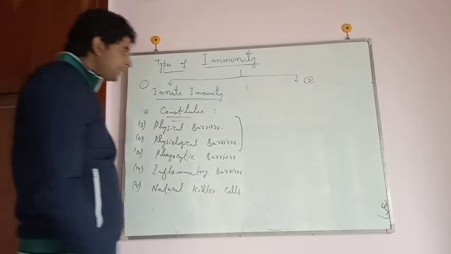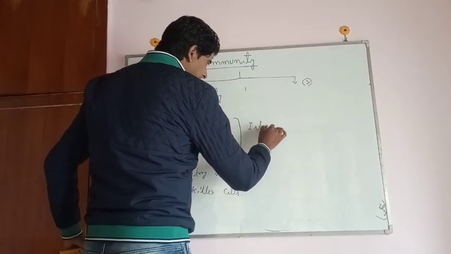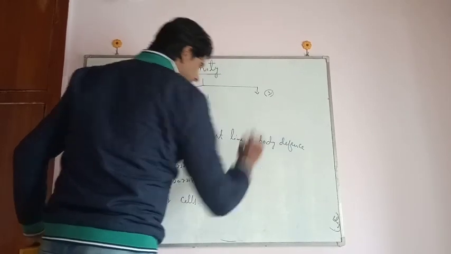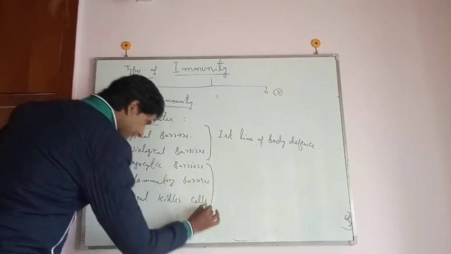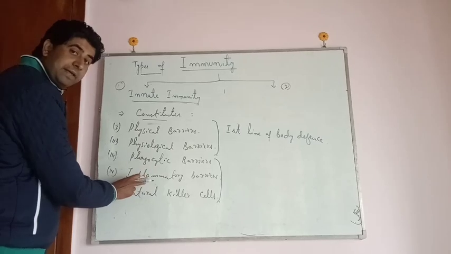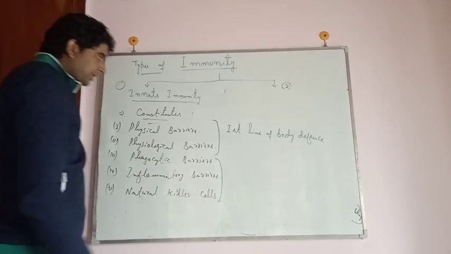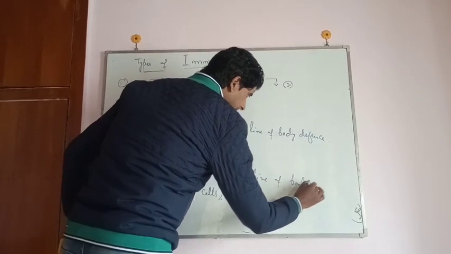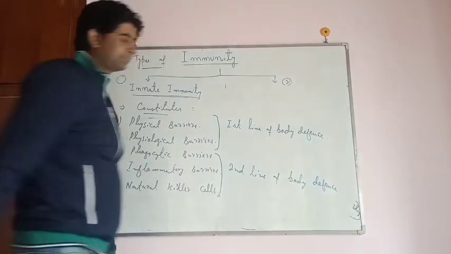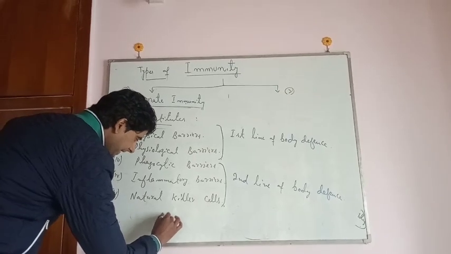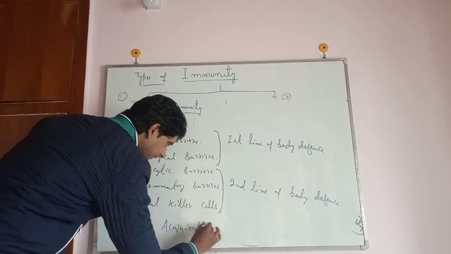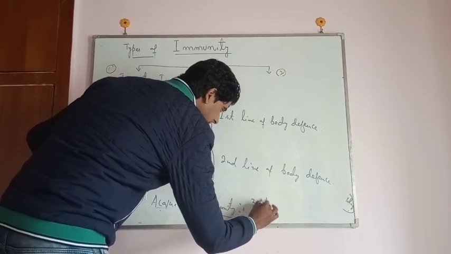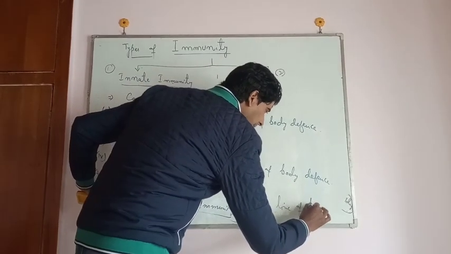Now the first two, the physical barriers as well as the physiological barriers, have been termed the first line of body defense. Whereas the phagocytic barriers, inflammatory barriers, as well as the natural killer cells form our second line of body defense. Whereas the next type, acquired immunity, constitutes our third line of body defense.